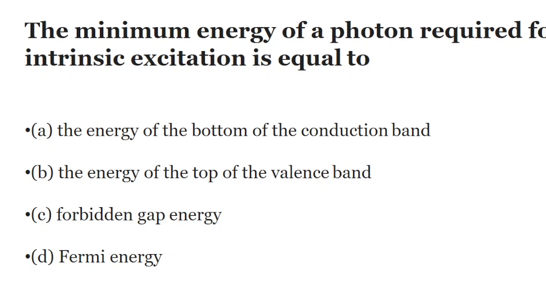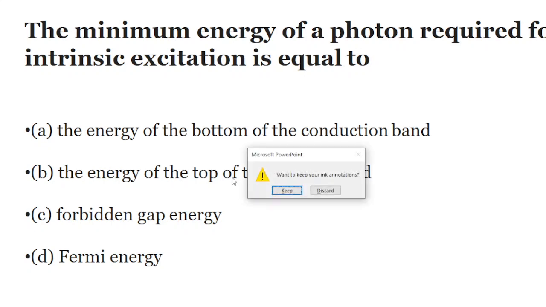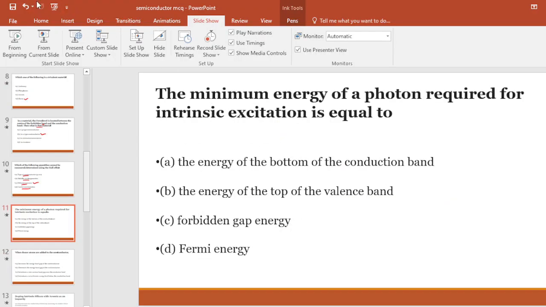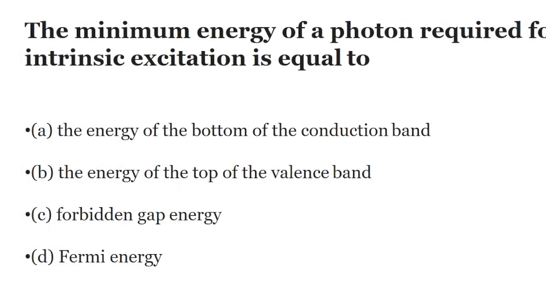The minimum energy of photon required for intrinsic excitation is equal to the energy of the bottom of the conduction band, the energy of the top of the valence band, forbidden gap energy, and the Fermi level energy. So the right answer is the forbidden gap energy.